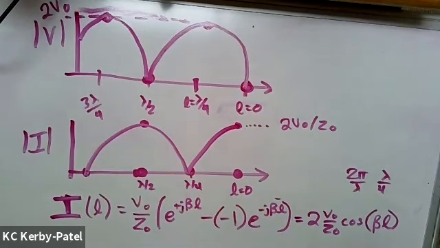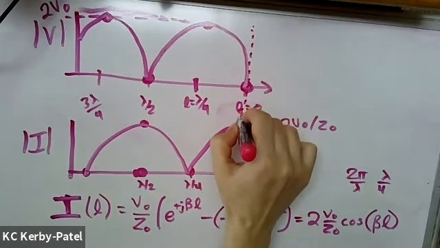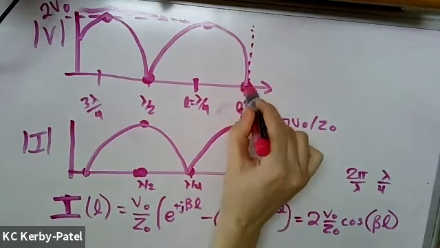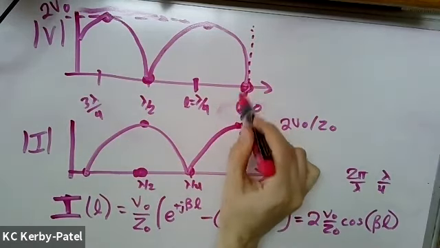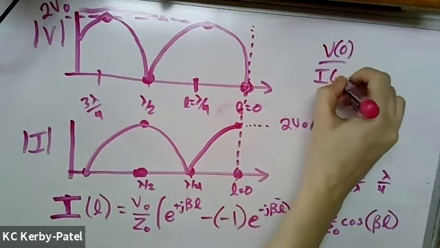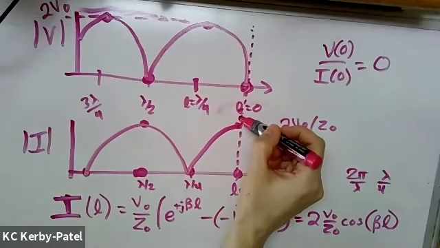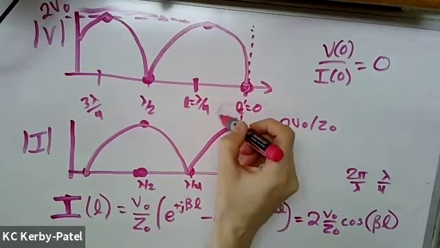So let's take a look right here at the load. If I divide the voltage by the current, I get 0. So V of 0 divided by I of 0 is 0. That makes sense. That's the load impedance. The load impedance is a short circuit. We get 0 there.